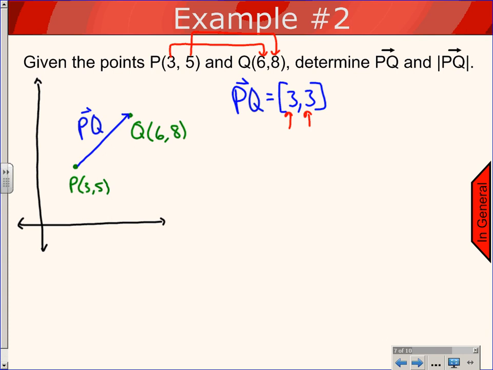Okay, and now we should be okay getting the magnitude of that. We just finished seeing that the Pythagorean theorem would work, right? So the magnitude of vector PQ squared is equal to the sum of the squares of the components. So 3 squared plus 3 squared.